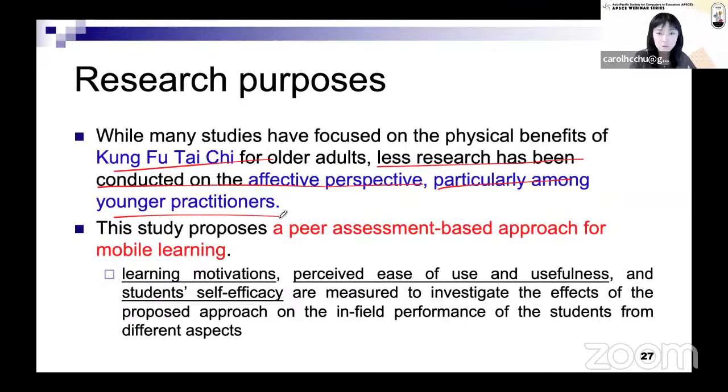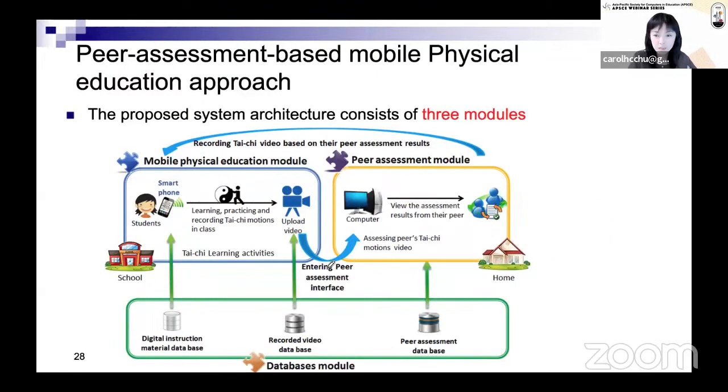But that is a course. So in the university, we have the Tai Chi course. So we want to use peer assessment to improve their learning motivations and their perceived ease of use and usefulness, and other things about efficacy about playing Tai Chi. So you can see the modules here.